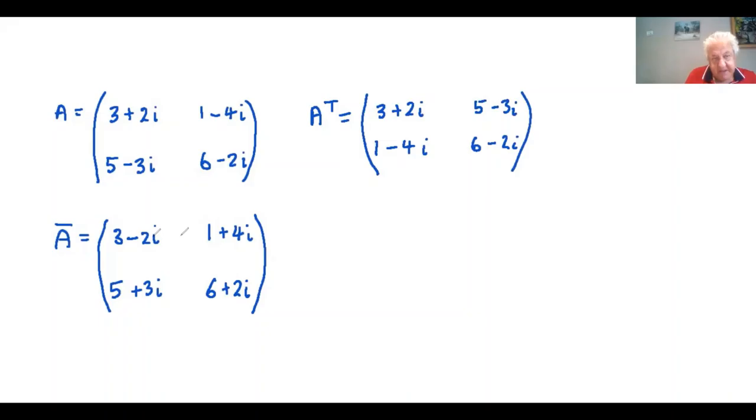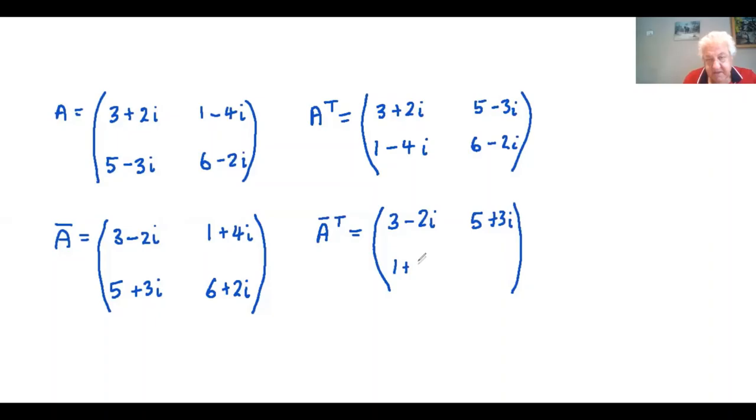Right, now I'm going to combine them to get the second definition I gave you. This is the transpose of the complex conjugate. Now I can do this in either order. I can either take the transpose and then take the complex conjugate, or take the complex conjugate first and then the transpose. I'll take the transpose first and then the complex conjugate. So I'm combining two operations. 3 minus 2i, 5 plus 3i, 1 plus 4i, 6 plus 2i. Okay, so that's my complex conjugate transpose.